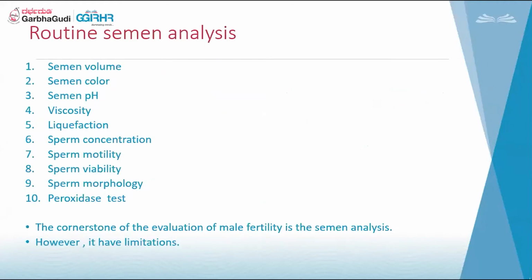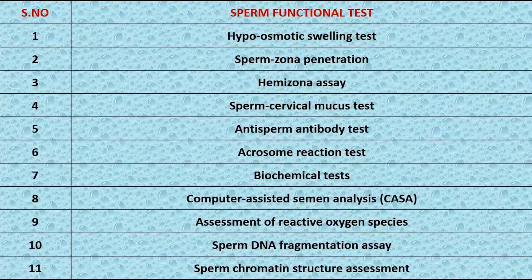In routine, there is semen analysis, which covers volume, color, and the macroscopic and microscopic analysis that we do every time, right? Next, the non-routine tests are the actual sperm functional tests that used to be done. Hypoosmotic swelling we will anyway do in the lab, right? But sperm zona penetration, hemizona, and sperm cervical mucus are all conventional methods. Okay, these are not used anymore now, but we will just give a brief introduction to them.